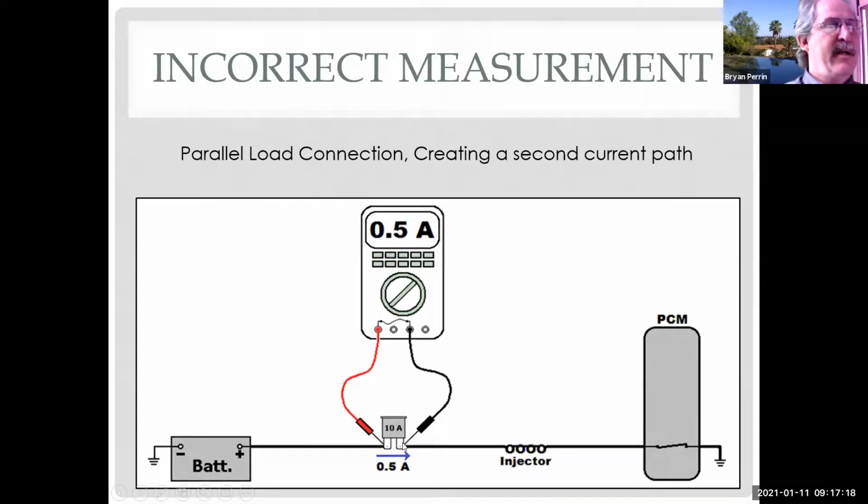We also can't connect it in parallel like we do a voltmeter, because what I've done is I've just created two paths of current flow, one through the fuse and one through the meter, so my reading will not be accurate.